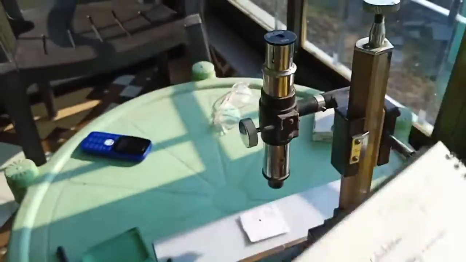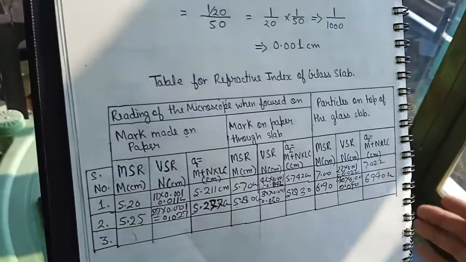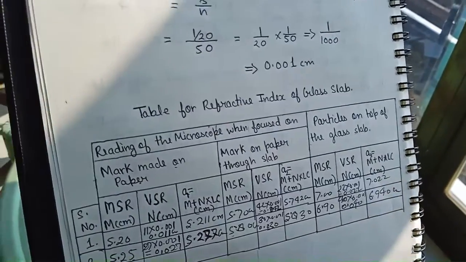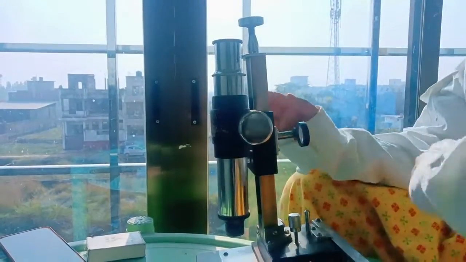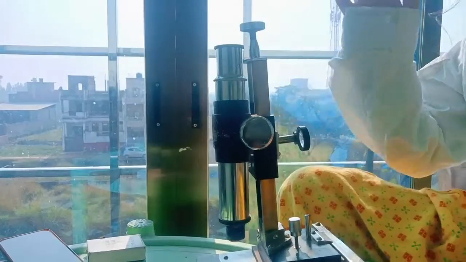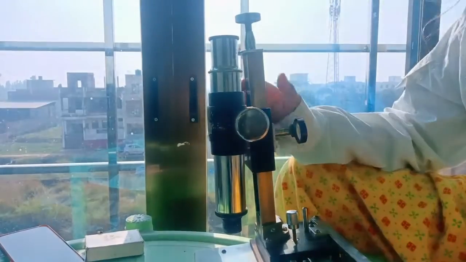And then we have a very important table here that will help us in writing all the observations we make from the scale. Okay, so now let's start with the experiment. But before starting the experiment, I want to introduce you to the traveling microscope. So here we have the traveling microscope.